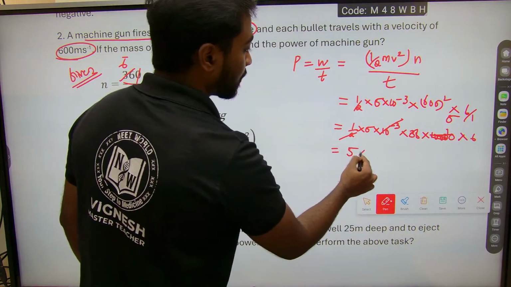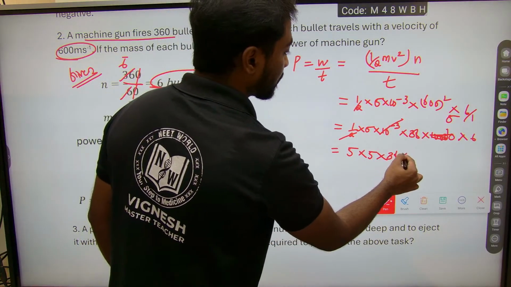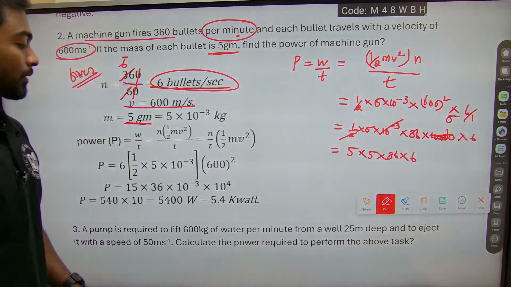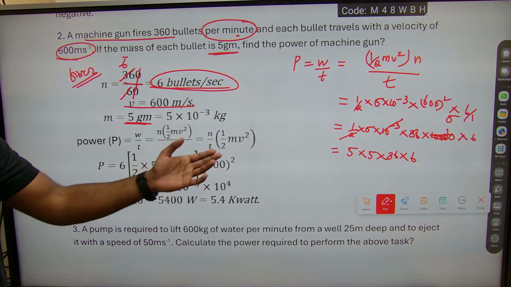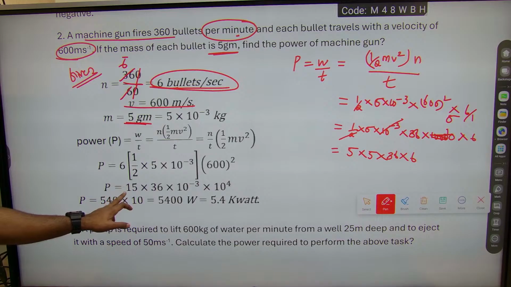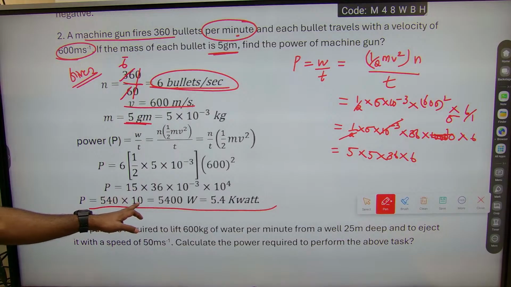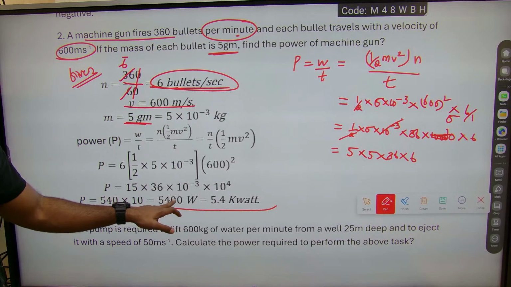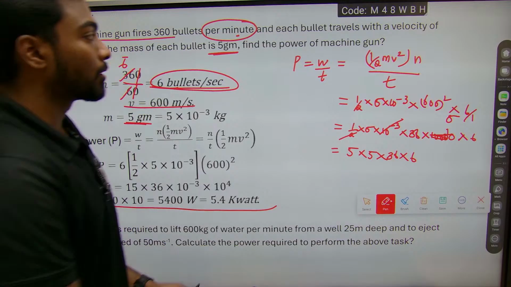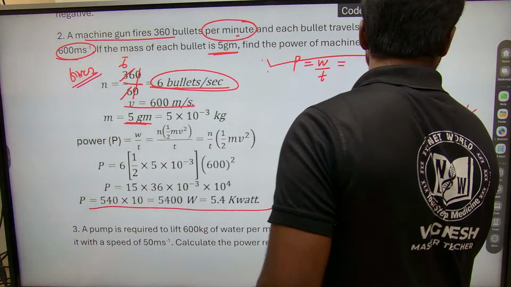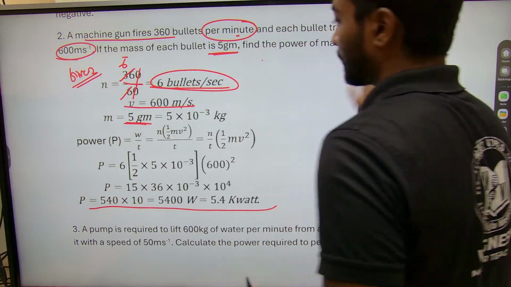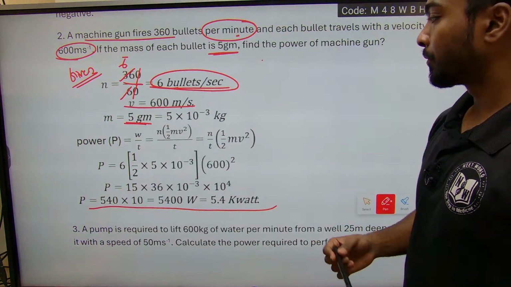So 5 into 36 into 6. Got it? 5 into 36 into 6. So how much will we get? Around 540 into 10, which is 5400 watt, 5.4 kilowatt. Got it? Understood? Okay.